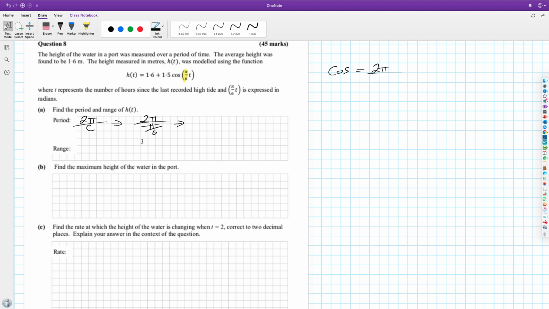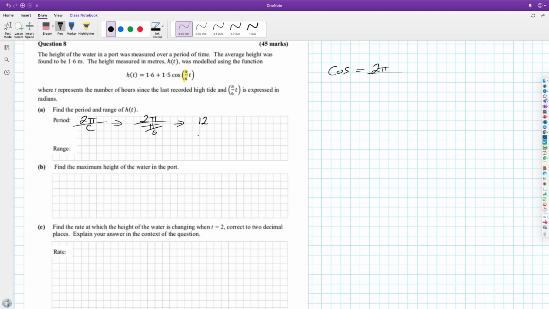Calculator is probably the easiest way to do it. 2 pi divided by pi over 6. Make sure to change it to rads, and we're getting 12.